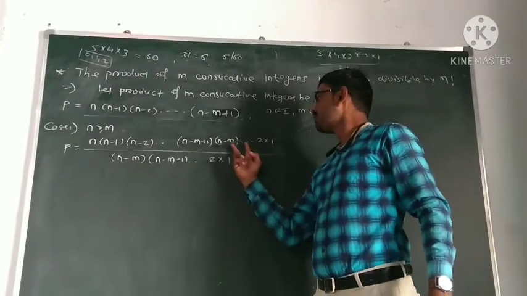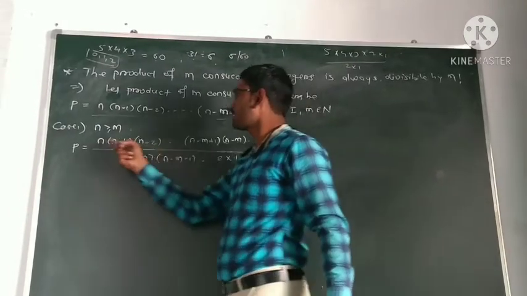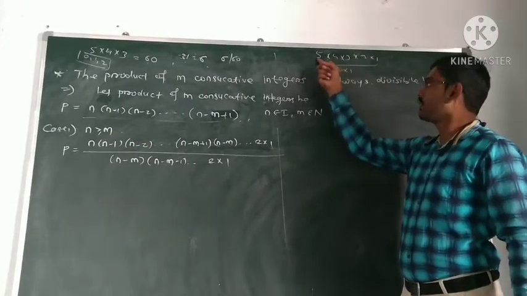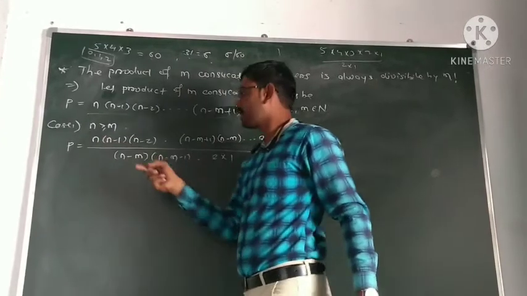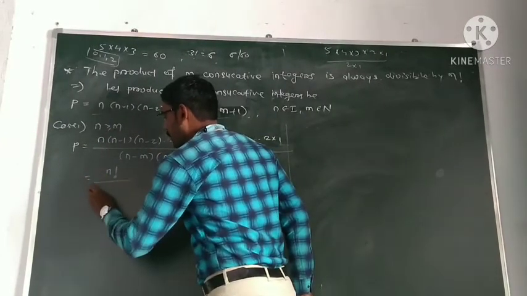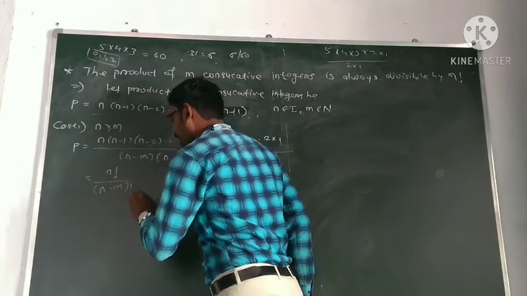Now see this: 1 into 2 into up to n. Like this 1 into 2 into 3 into 4 into 5 becomes 5 factorial. Like this it becomes n factorial. This is equal to n factorial upon this quantity, which is (n minus m) factorial.